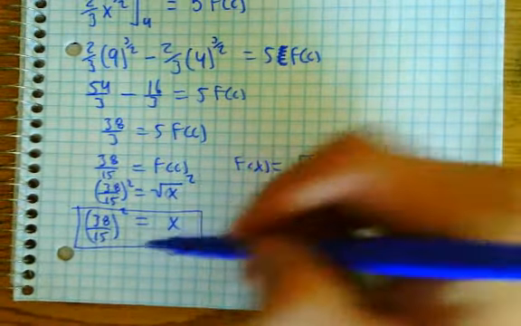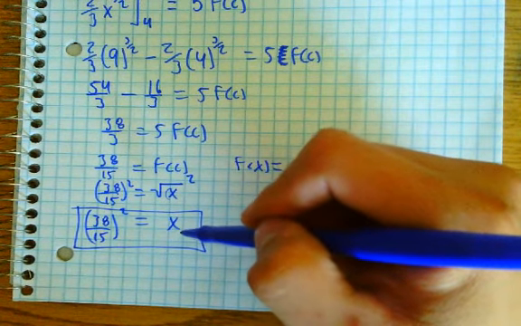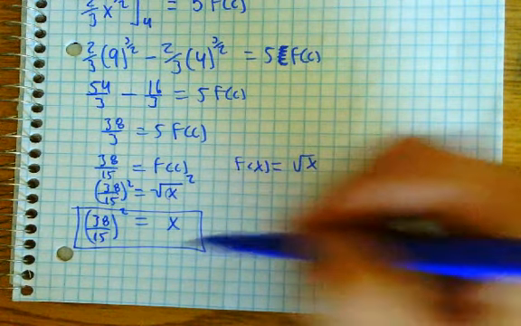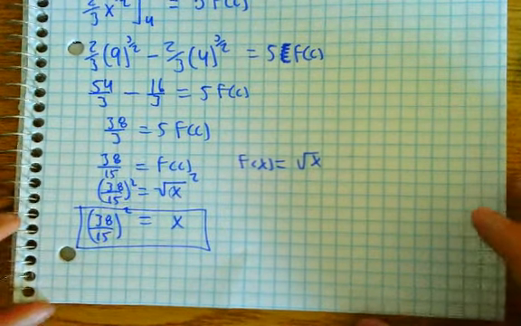And I am done. It is at this value that the area of this rectangle will be precisely the same as the area under the curve. And that is the mean value theorem for integrals.